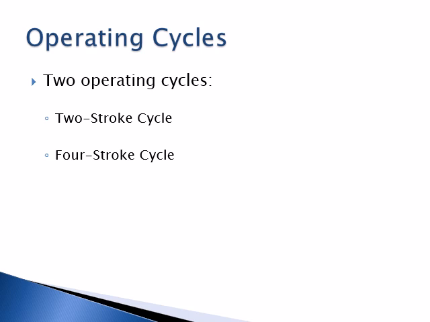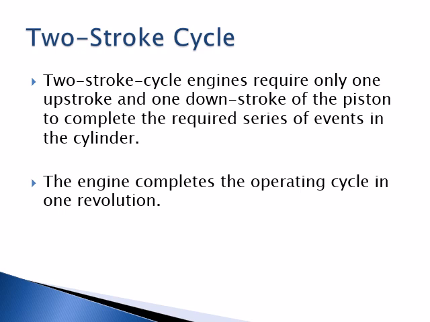Aircraft reciprocating engines operate on one of two fundamental cycles: the two-stroke cycle and the four-stroke cycle. In a two-stroke cycle engine, the entire operating cycle is completed in just one revolution of the crankshaft. This means only one upstroke and one downstroke of the piston are needed to perform all the essential events: intake, compression, combustion, and exhaust. Because of this, two-stroke engines deliver a power stroke with every revolution, offering a higher power-to-weight ratio compared to four-stroke engines.